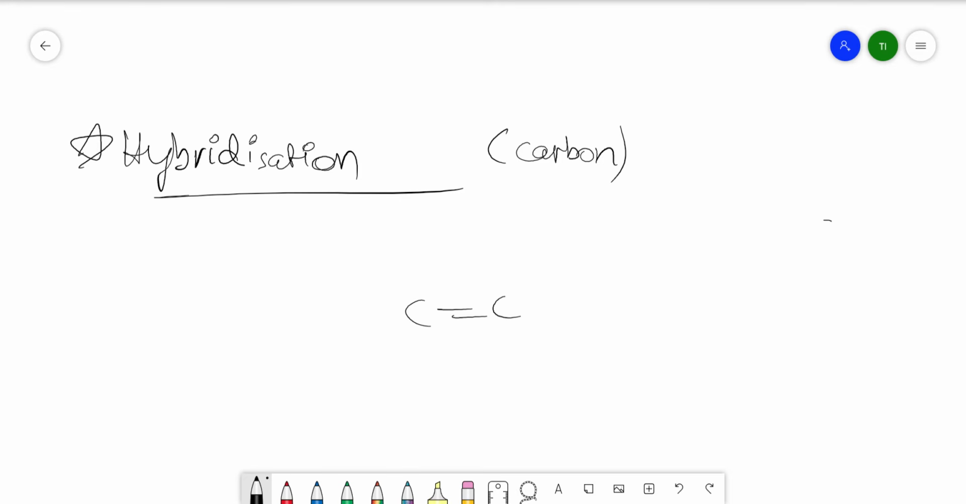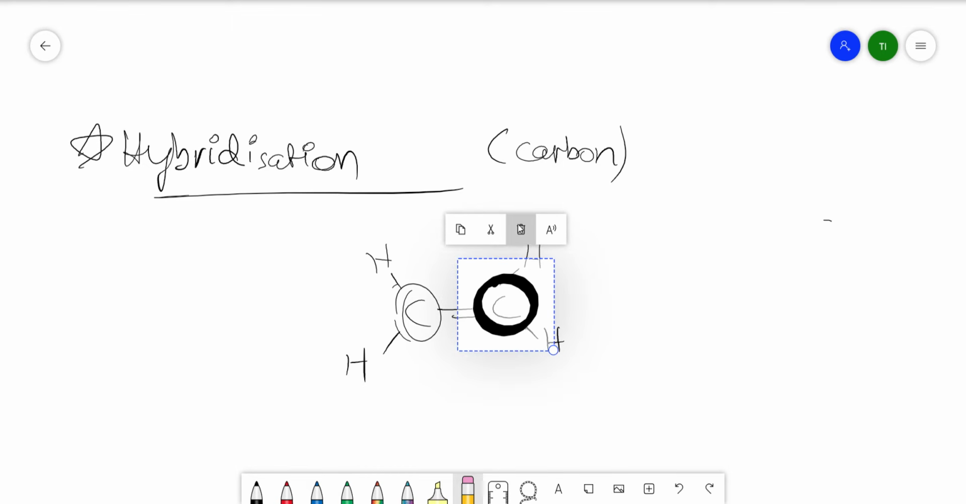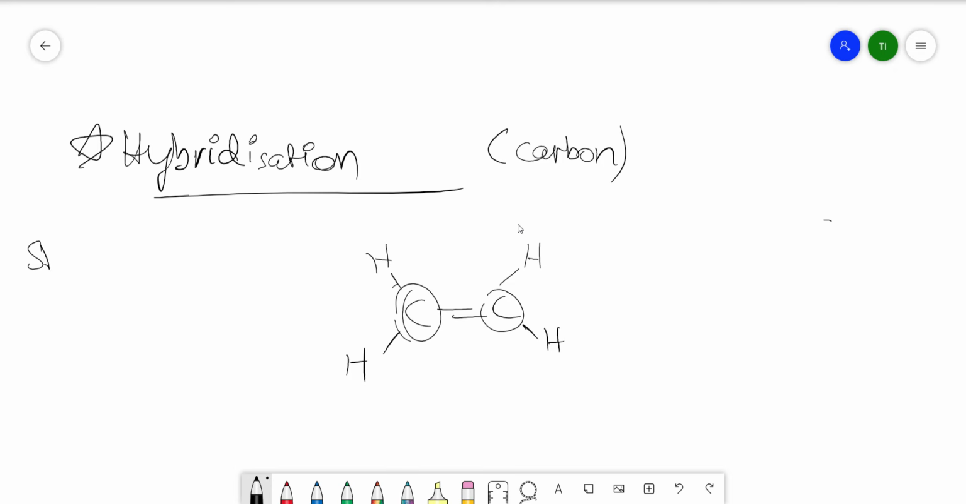Another common example is ethene. H, and there's an H there, there's an H there. So how would you find out the hybridization of this carbon atom or this carbon atom? It's the same because they're identical, right? So how would you find out the hybridization? The easiest way to find out the hybridization is by the steric number.